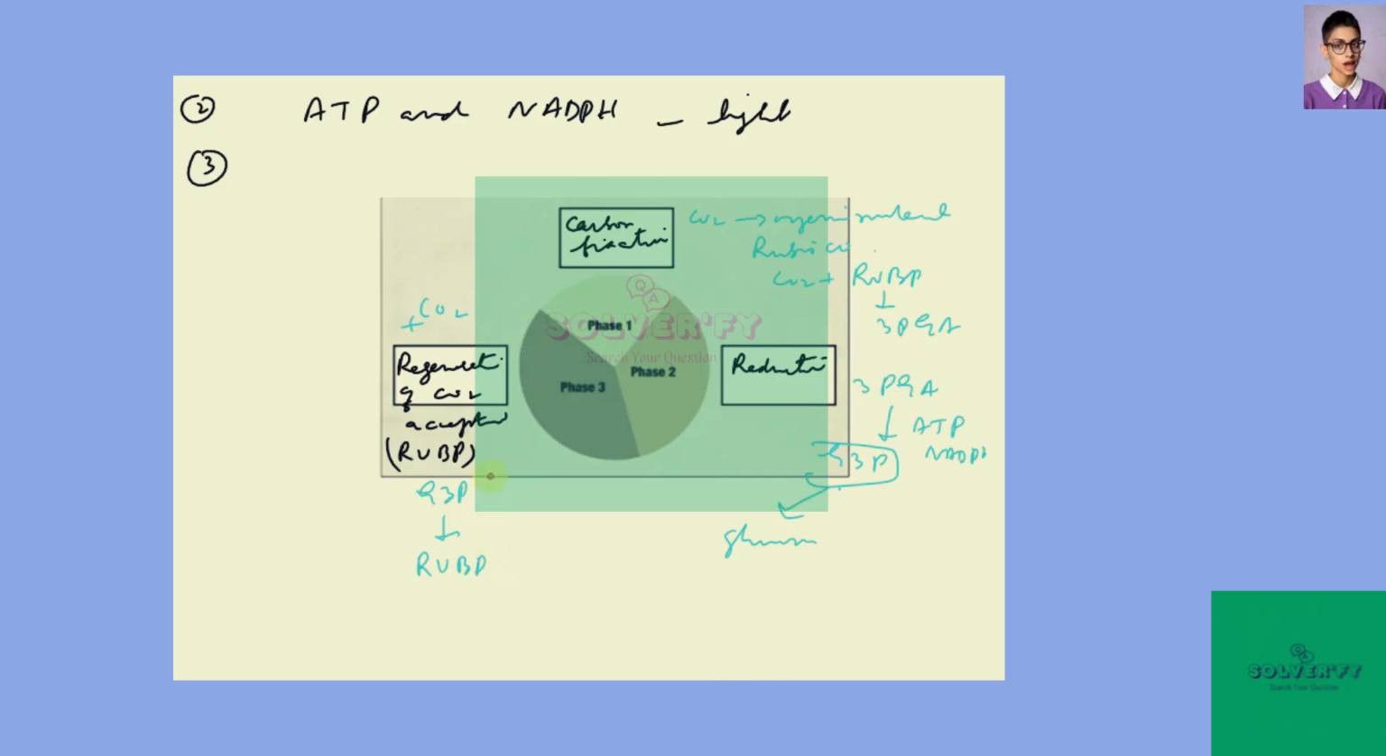Another question asked is, what enzyme catalyzes the reaction in the carbon fixation phase? The enzyme that catalyzes the carbon fixation phase is rubisco, as already stated, which is ribulose 1,5-bisphosphate carboxylase or oxygenase.